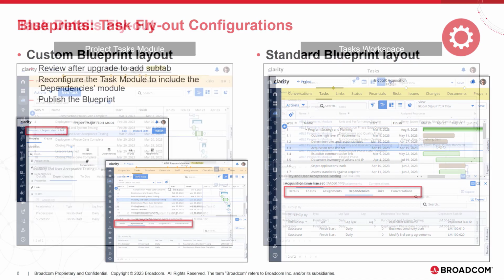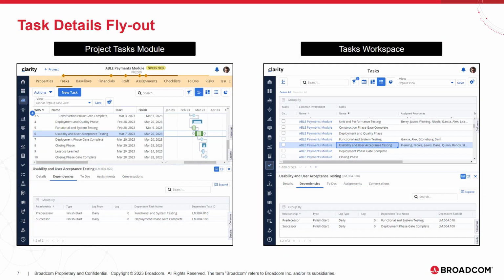In past releases, the configuration of the subtabs for the Task Details flyout was not being honored, and thus users were always seeing the tabs from the standard blueprint, regardless of removing or reordering the tabs with different investment blueprints. As you can see here on the left is a project where the Dependencies subtab is configured between the Details tab and the To-Dos tab, and the Links tab has been removed. Navigating to the Tasks workspace and looking at any task within this same investment, the user will see the same Details tab layout.